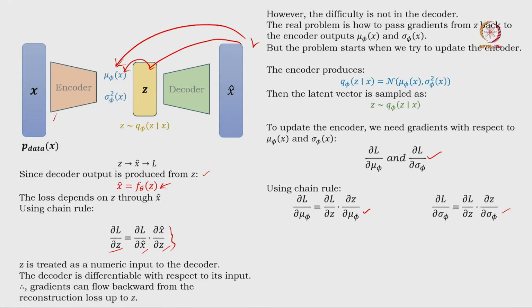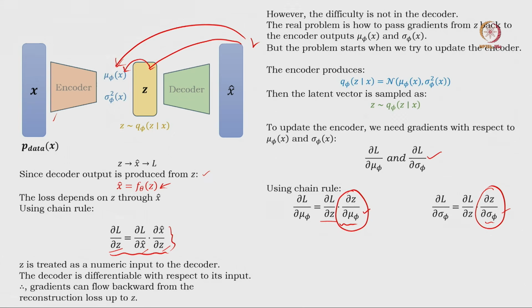So what is the derivative of loss with respect to Z? This is the formula. Now the problem comes here. These two are the terms. Now you need to compute the derivative of Z with respect to mean, and the derivative of Z with respect to standard deviation. We want these two terms' values. Now can we compute this? What do you think, what is your answer for this?